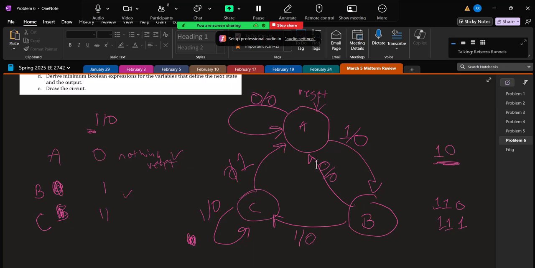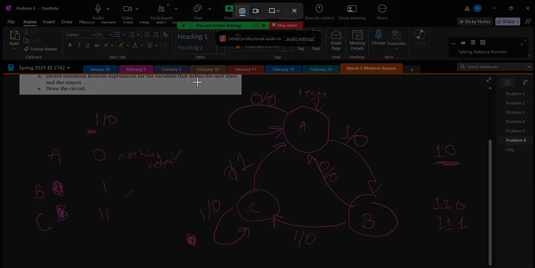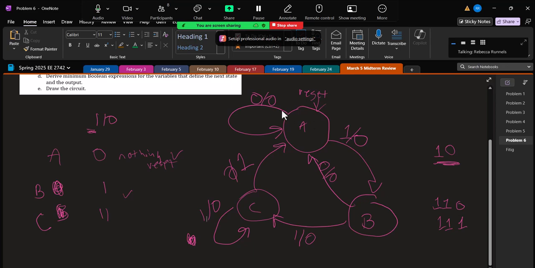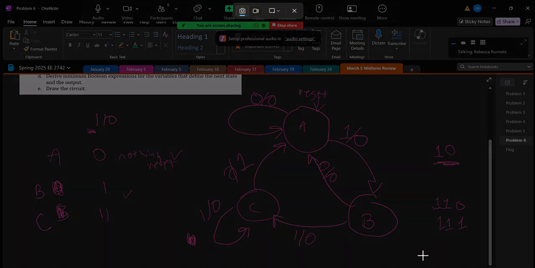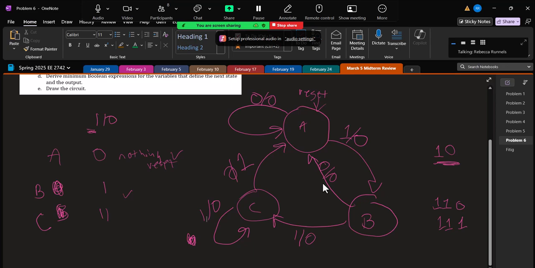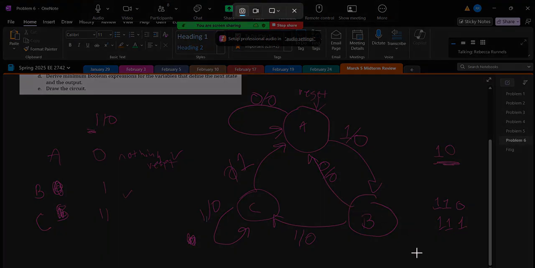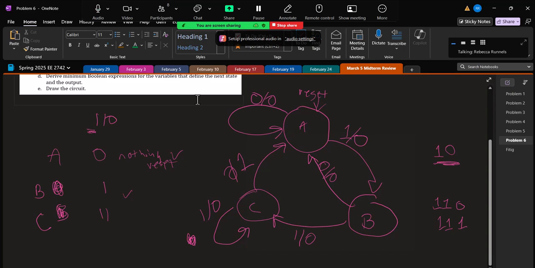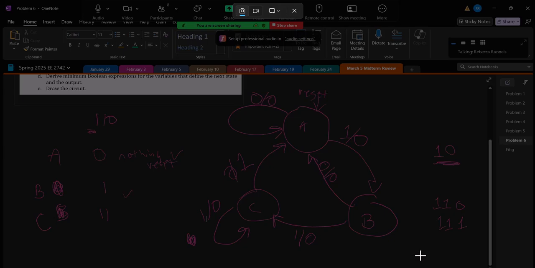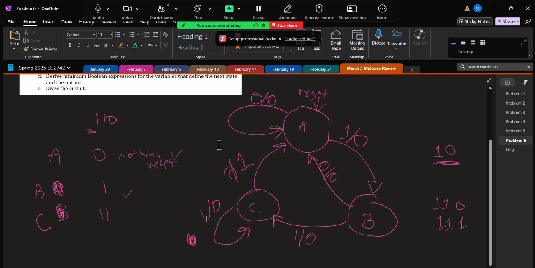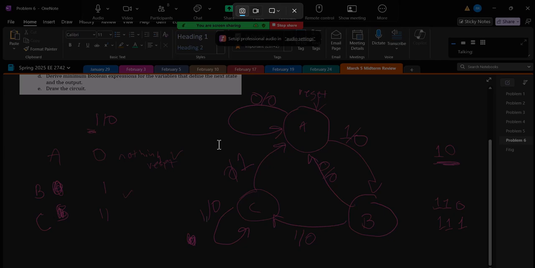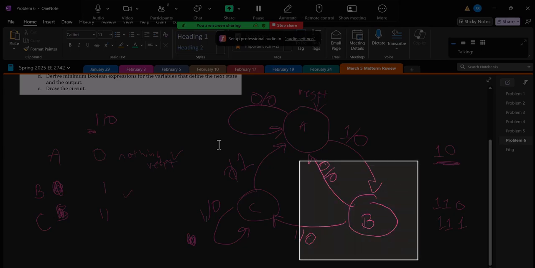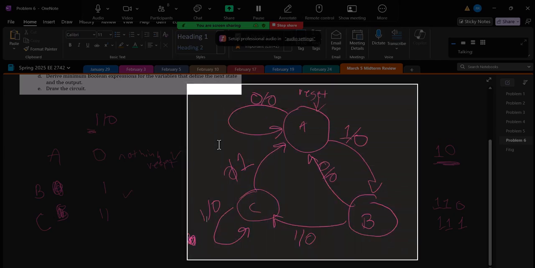All right, so now that is a Mealy machine. So if you get a 1 in C, you go back to A? You go back to A, but you get an output of 1. No, if you get a 0, you go back to A. Okay. If 1, you stay in C.